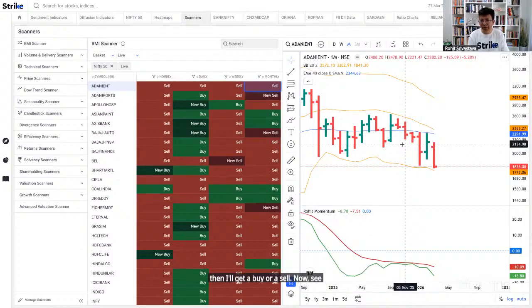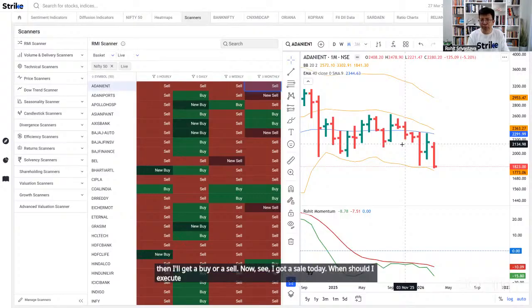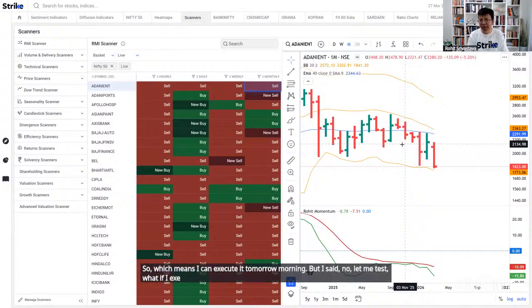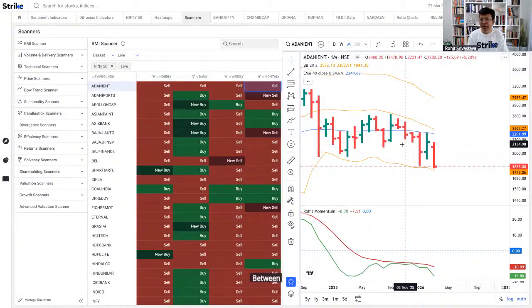Now say I got a sell today. When should I execute? Should I execute when I get the sell signal today itself? Because it's coming on closing. So you may say, yeah, I have to wait for the market to close, which means I can execute it tomorrow morning. But I said, no, let me test. What if I execute it today by judging that I'm going to get the closing at this particular level where the signal gets triggered between 3:15 and 3:30? Or should I wait for tomorrow morning?